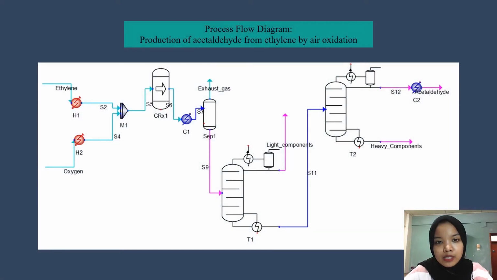The method to produce acetaldehyde by oxidation of ethylene is known as the Wacker-Chemie method, and this method was developed in the 1950s, which basically has two types, which is one stage type and two stage type. In this case study, we use the one stage type in order to produce acetaldehyde because it is more economical.